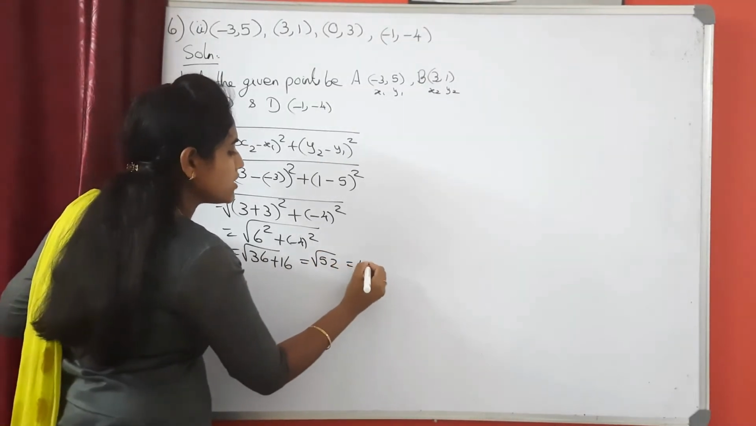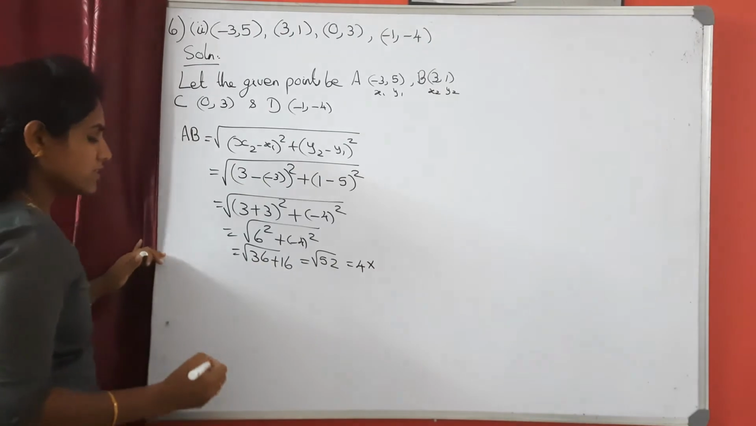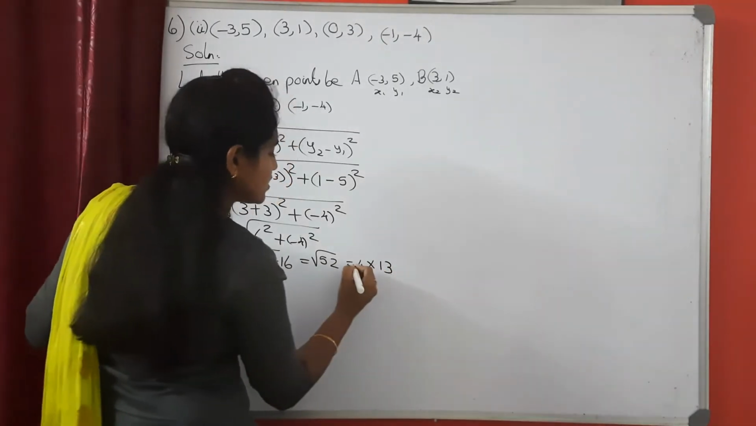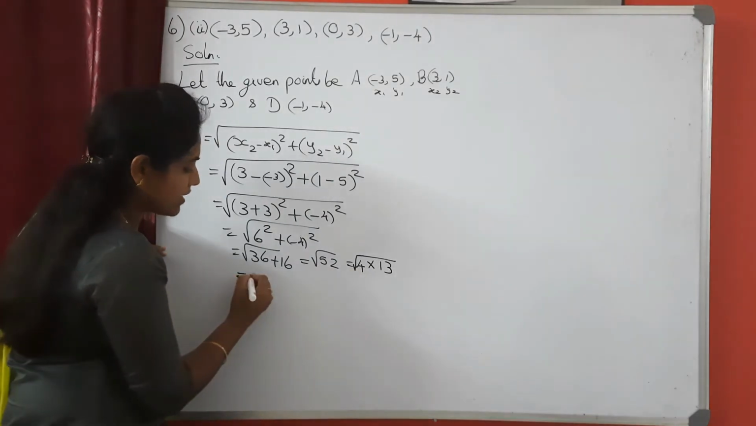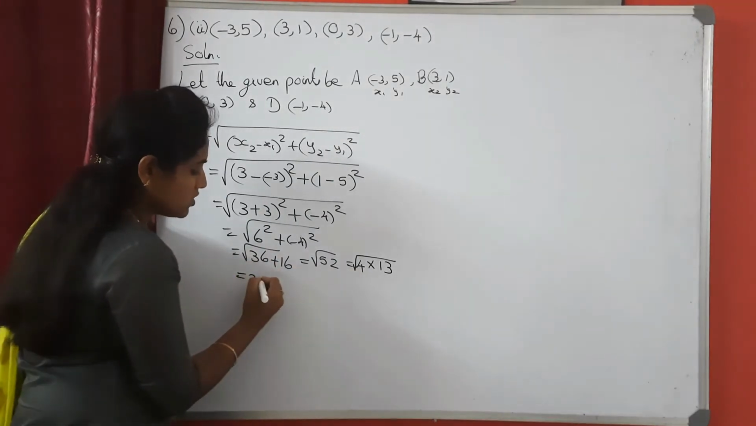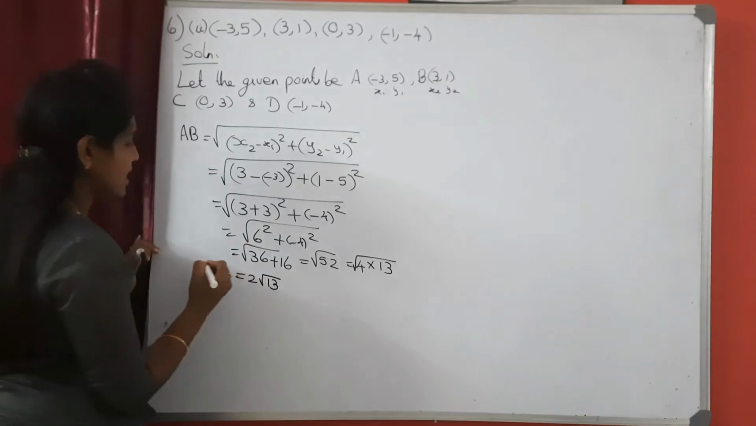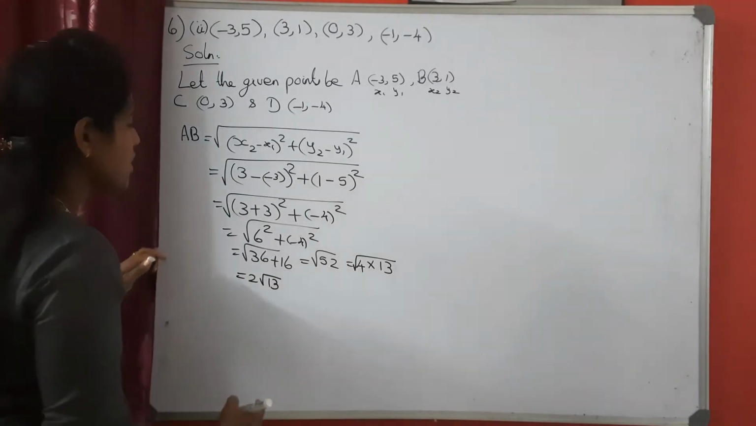52 we can write as 4 into 13. 4 13s are 52. So 4 is a perfect square, so we can take 2 outside. So 2 into root 13 is the answer. So AB equals 2 into root 13.